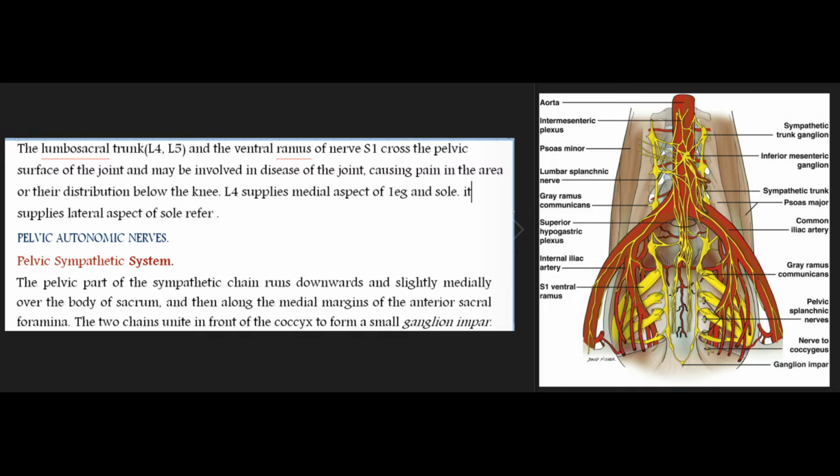L4 supplies the medial aspect of the great toe and sole. It supplies the lateral aspect of the sole. Refer to the pelvic autonomic nerves. Pelvic sympathetic system.